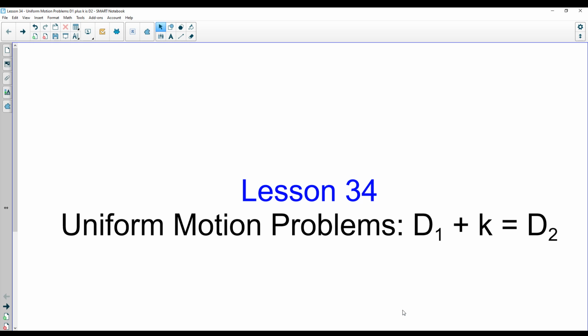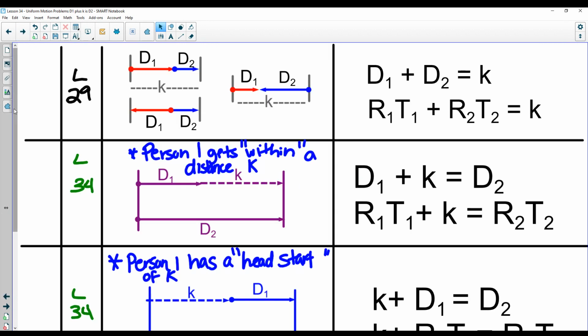Lesson 34, uniform motion problems of the type D1 plus K equals D2. Let's start by taking out our formula sheets. And if you haven't already put this info in from lesson 29, you can go ahead and stop the video and enter those in. Those were the sum of two distances equals a constant, and we had 3 different modes.